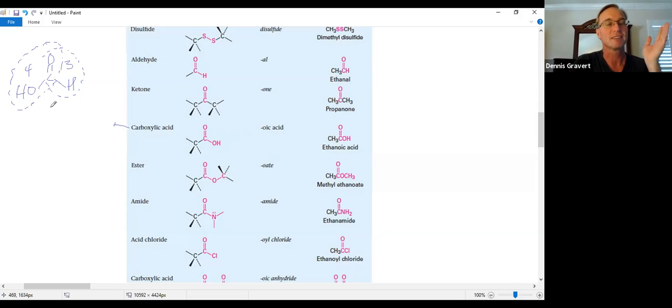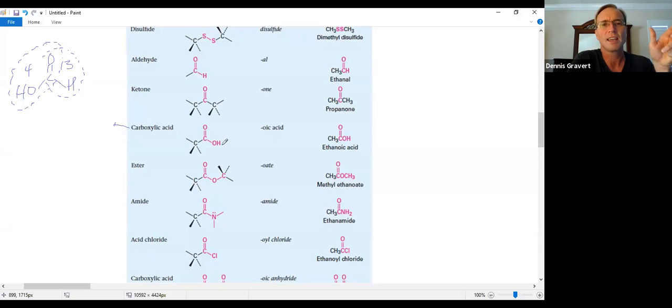This molecule, okay, so I have memorized a few molecules. This is formic acid. This is the stuff that red ants inject into your skin when they bite, those stinging red ants. They're injecting a carboxylic acid in you. Why does it sting?